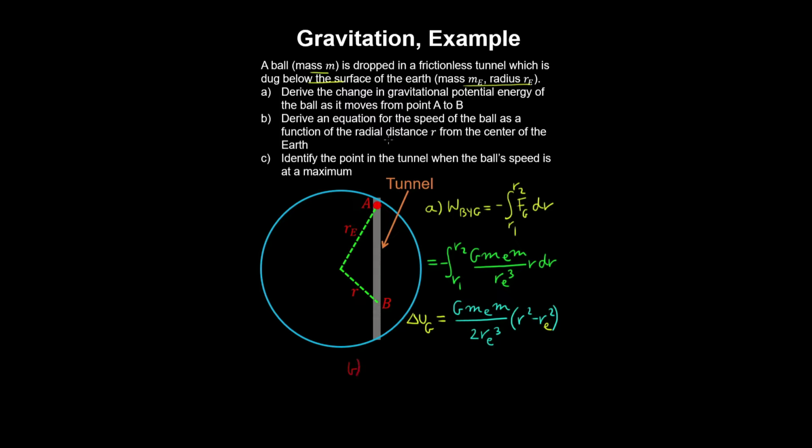Now part B asks us to derive an equation for the speed of the ball as a function of r from the center of the Earth. We're using the conservation of energy between points A and B. So from this expression, we have the negative of the change in gravitational potential energy, which is UA minus UB, and that's equal to the change in kinetic energy. And because the ball's dropped from rest, the change in kinetic energy is 1/2 mv squared. Then you can substitute this expression and solve for V.